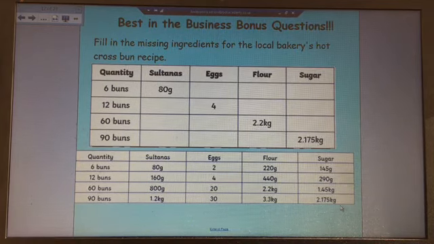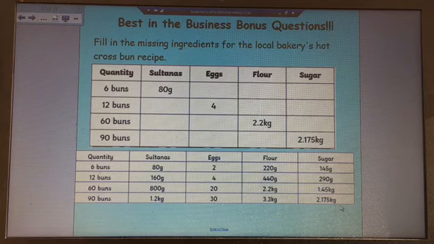So I'm just going to read these out to you in case you can't see the screen that well. So for 6 buns, he needs 80 grams of sultanas, 2 eggs, 220 grams of flour, and 145 grams of sugar. For 12 buns, he needs 160 grams of sultanas, 4 eggs, 440 grams of flour, and 290 grams of sugar.